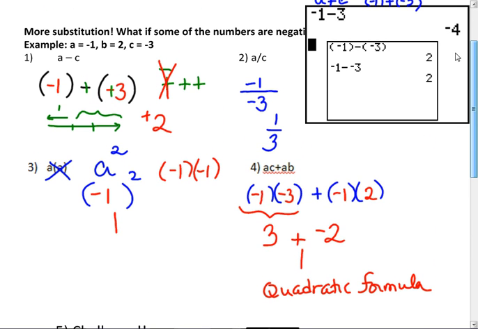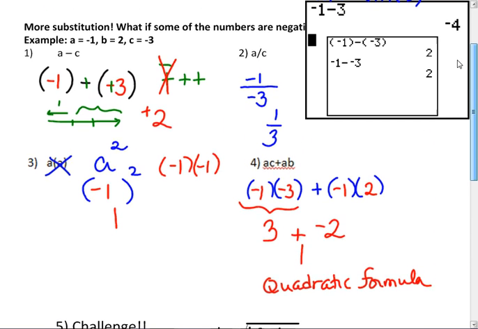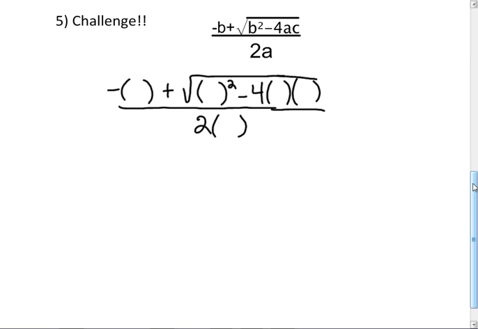Okay, what's A? Negative 1. So that's a negative 1 for A. What's B? 2. So I'll put 2 in here, 2 in here, and this is an A, and that's a C. A was negative 1. What's C? Negative 3. And honestly, where do we have the difficulty in all my classes? Right here with this piece.